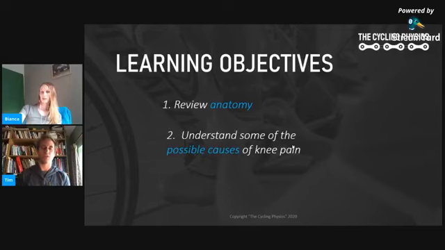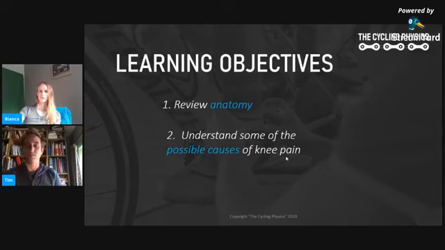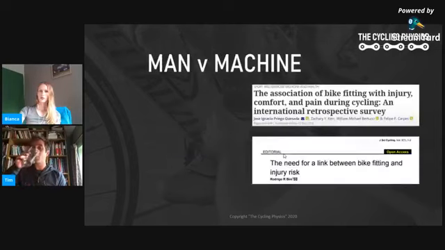Yeah, so in this little talk we're going to do now is just to review a little bit regarding what knee anatomy is and what normal variations in knee anatomy are, and how maybe some of these factor into why a cyclist might be presenting in your clinic with knee pain. And this will just start to feed into some of those possible causes of knee pain. So do you want to move to the next slide? Yeah, sure.